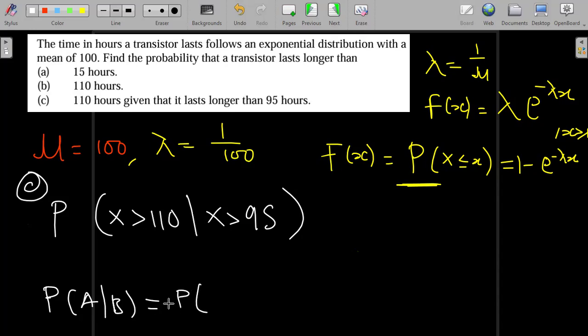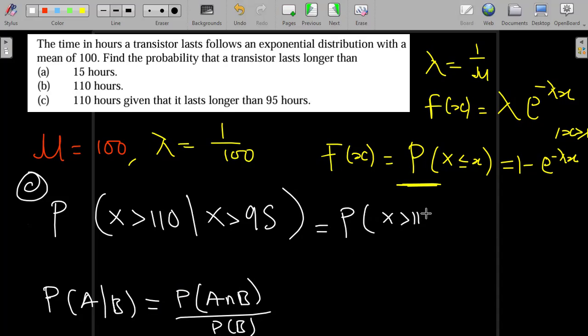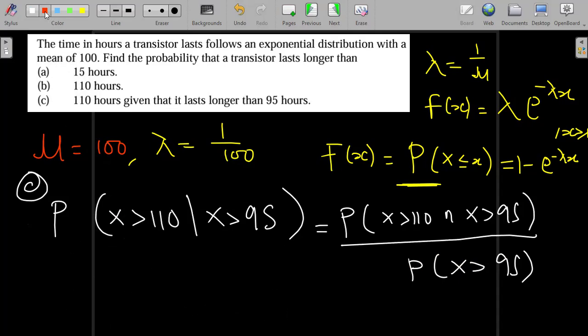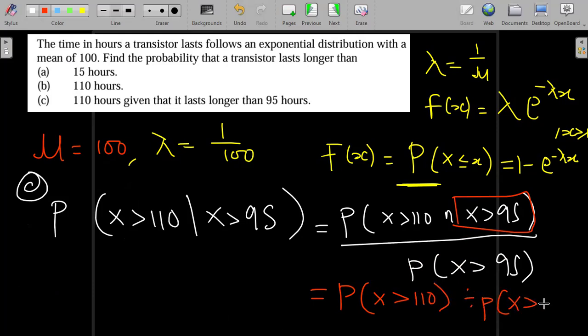It's the same as probability of A intersection B divided by probability of what? B. So this will be the probability of X greater than 110 intersection X greater than what? 95, divided by the probability that X is greater than what? 95. So you can use the memoryless property. Meaning the memoryless property will forget that this was already elapsed. So it will just be probability of X greater than 110 divided by the probability that X is greater than what? 95.